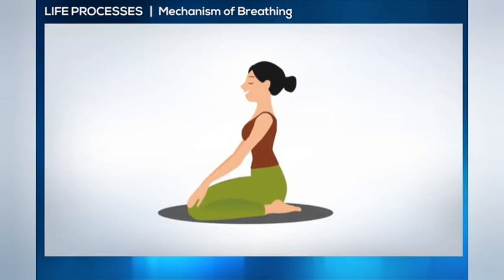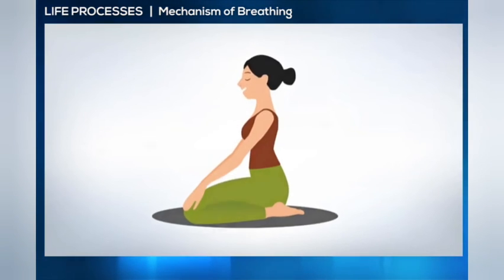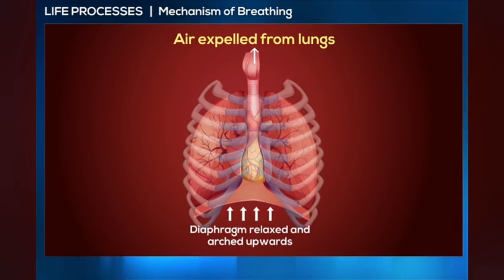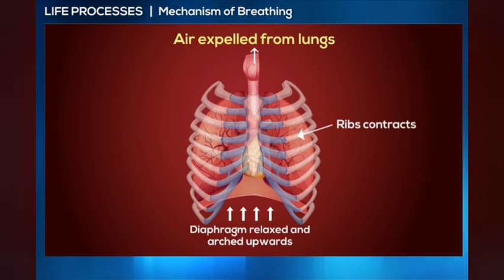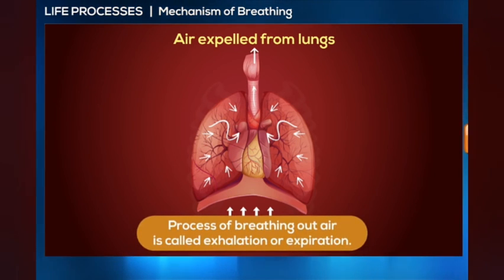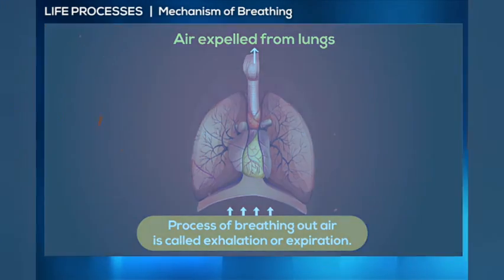The reverse situation occurs when we breathe out. The diaphragm relaxes and returns back to its normal dome shape. The ribs contract. As a result, the volume inside the lungs reduces, increasing the pressure inside. The pressure outside is now low. The air inside the lungs now rushes outside to equalize the pressure. Thus, we breathe out. This process of breathing out air is called exhalation or expiration.